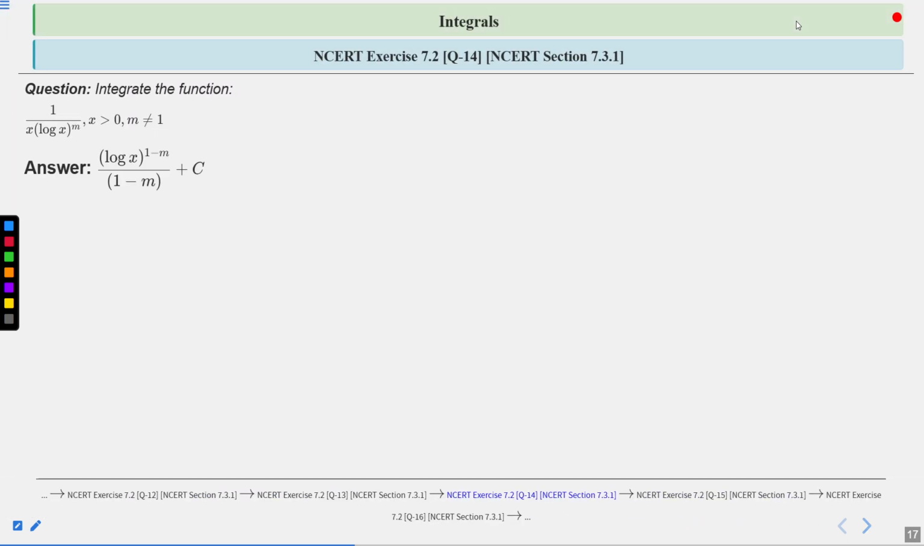So the correct answer is basically log x to the power 1 minus m upon 1 minus m, plus c. This is basically the correct answer. Okay, let us see the solution part.